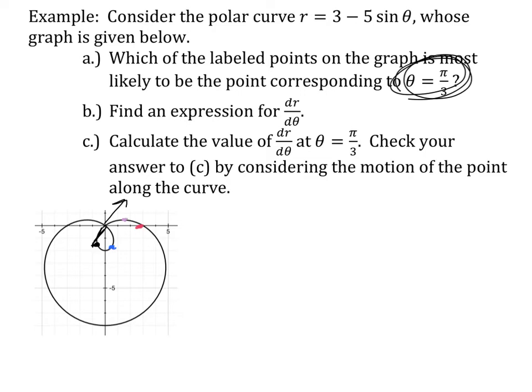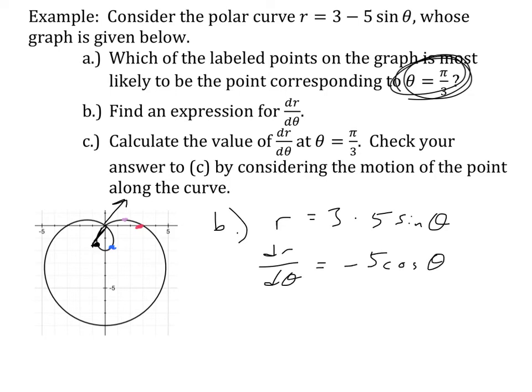For part B, I want us to find an expression for dr d theta. Finding an expression for dr d theta should be very simple. We know that r is 3 minus 5 sine theta. All I need to do is take the derivative with respect to theta. That'll give me dr d theta is negative 5 cosine theta. So there's my answer for part B.